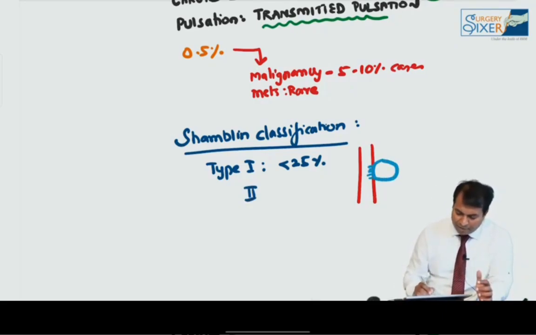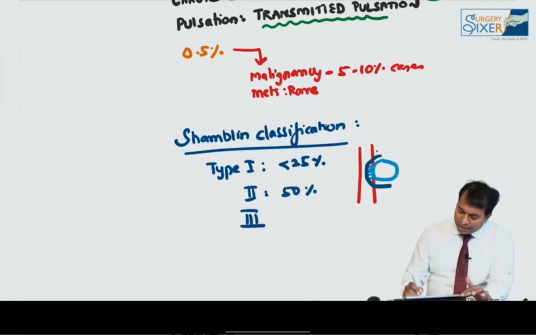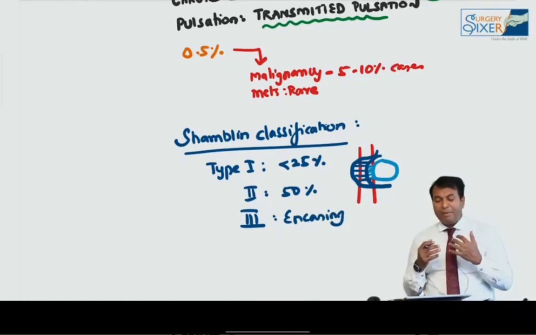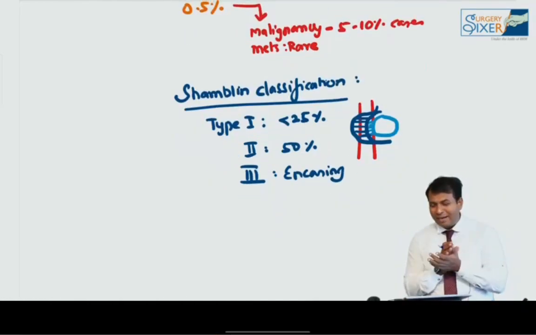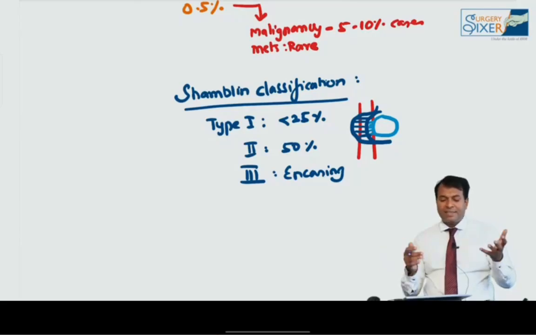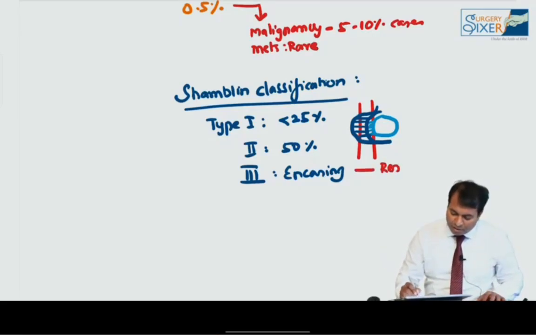Type 2 is around 50% adherent. Type 3 is encasing the vessel, and in case of malignancy, it may be infiltrating. So just remember, type 1 is less than 25% adherent, up to 50% adherent is type 2, and type 3 is encasing the vessels. Type 3 is the only case which will need resection of the vessel.